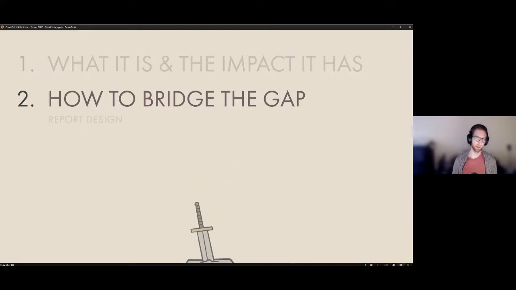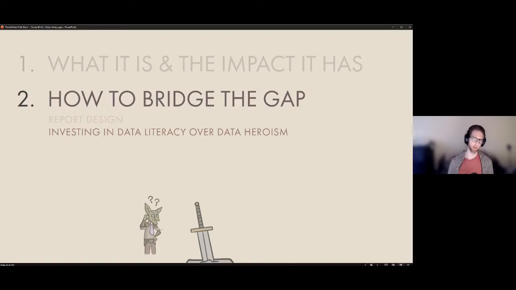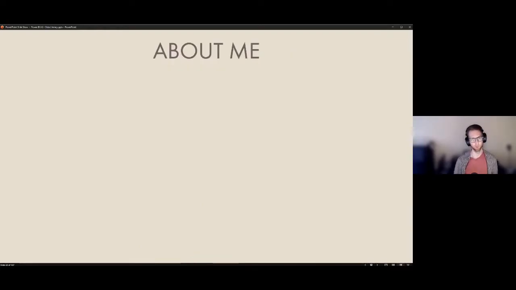Finally, we'll summarize how investing in data literacy is a valuable investment with a return, versus the opposite, which is relying on data heroes to move our organization forward. But more on that, specifically data heroism, at the end of the talk.